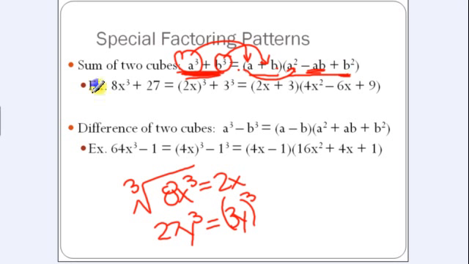In our example here, I first would identify a to be 2x, because 2x times 2x times 2x equals 8x cubed. And then I would identify b to equal the cube root of 27, which is 3, because 3 times 3 times 3 equals 27. Then I can follow the pattern and write it as a plus b, 2x plus 3, times a squared, 2x times 2x will be 4x squared, minus a times b, so 3 times 2x, which is minus 6x, and then plus b squared, which is 3 squared, would equal 9.